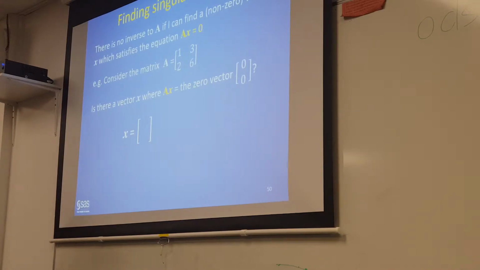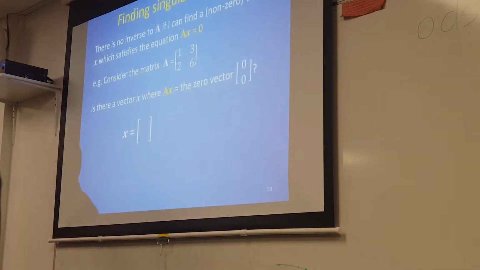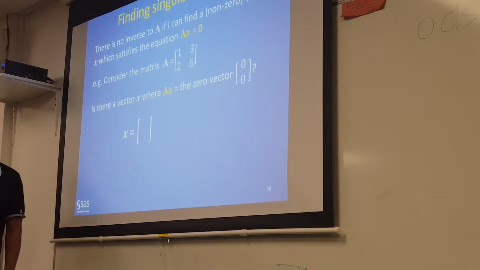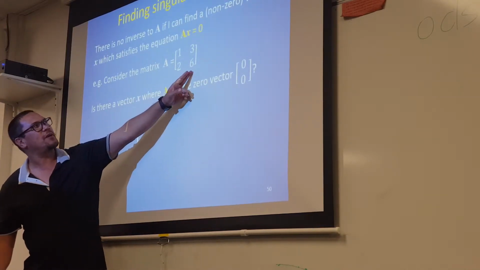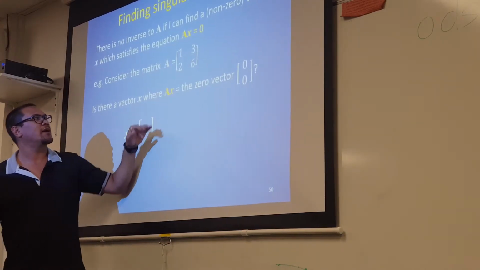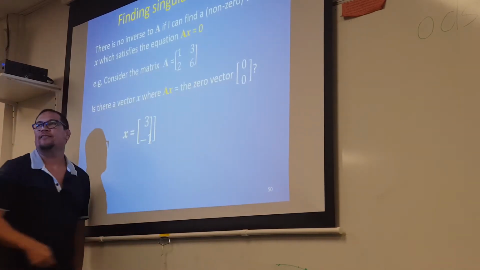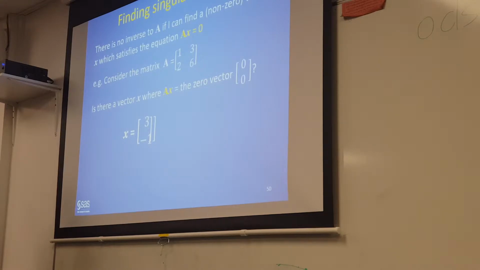Is there a vector? If I multiply that vector by A, that will give us 0, 0. Any ideas? No? Well, what have we got here? This is basically 3 times that, don't we? So if we take 3 times the first column and minus 1 lot of the second, that will give us the 0, 0 vector, right? So what's the problem? We have a linear combination. The second column is a linear combination of the first column.